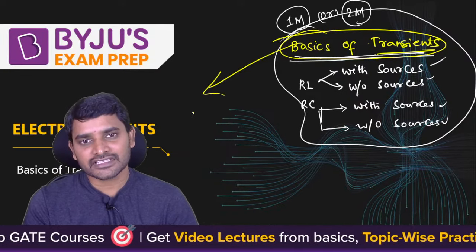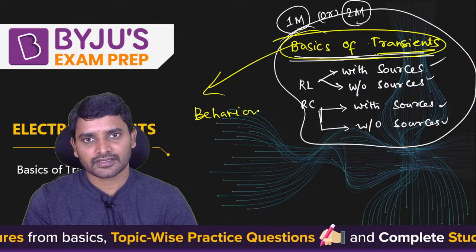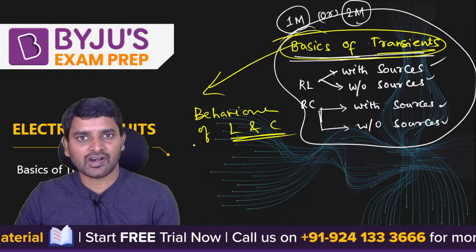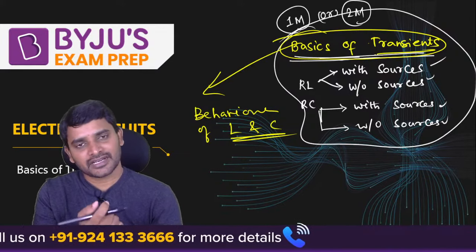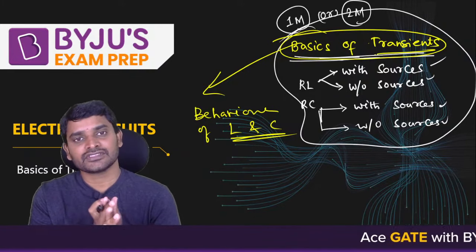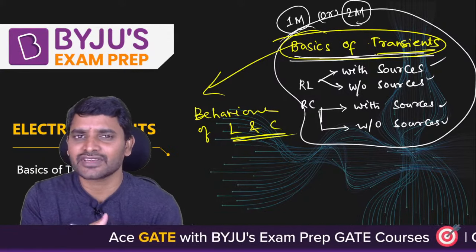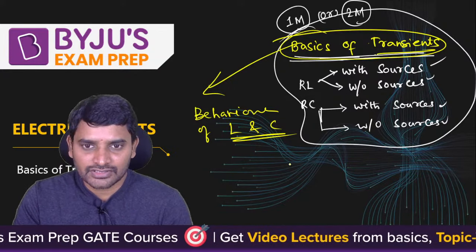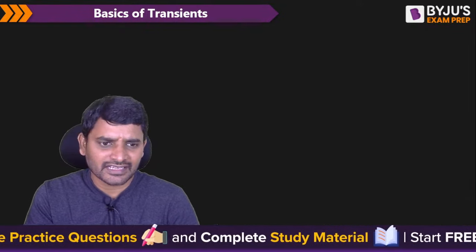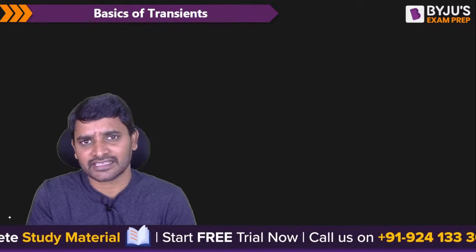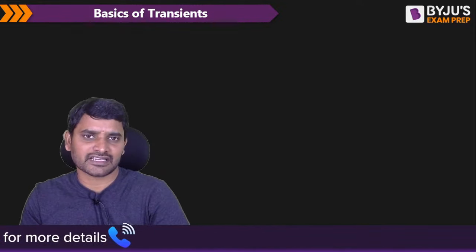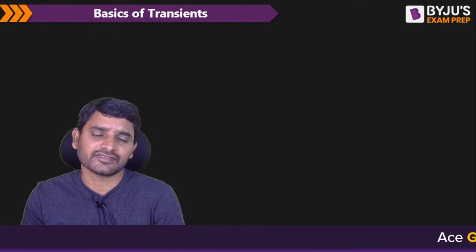In this, I am going to discuss the behavior of inductor and capacitor. How the inductor behaves at the time of switching, just after switching, or a long time after switching. Similarly, how the capacitor behaves at the time of switching, just after switching, and a long time after switching. If you can find out those behaviors, then it's very easy to solve the network. Let us move on to the session very quickly. I don't have any slides to discuss, and I don't want to show you any images and all those things. Simple mathematical calculations are there, and from that you can easily identify the behavior of L and C.